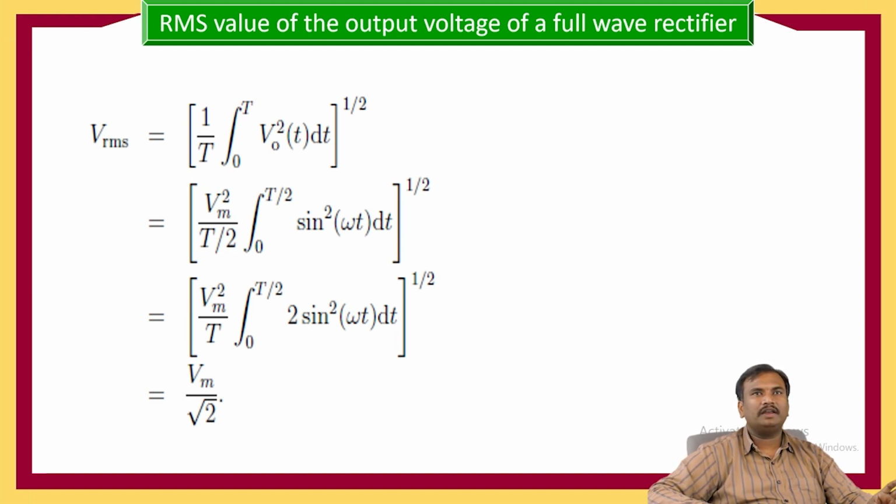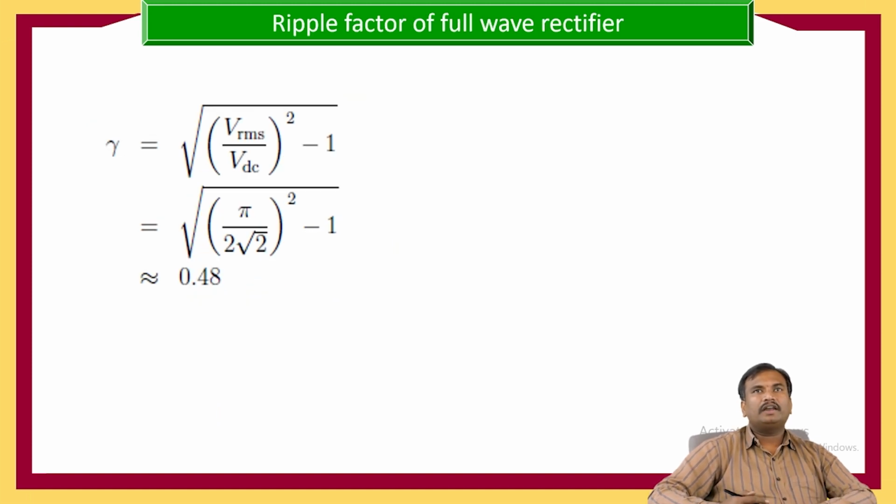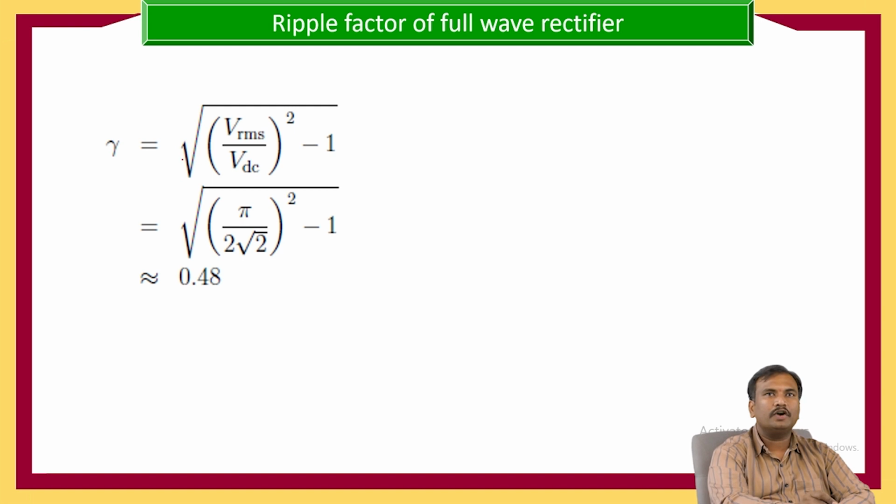Now we got V average and VRMS value. Once we know the V average and VRMS values, we can get the ripple factor, where the ripple factor is equal to square root of (VRMS by VDC) whole square minus 1, which is equal to square root of (pi by 2 root 2) whole square minus 1, which is approximately equal to 0.48.